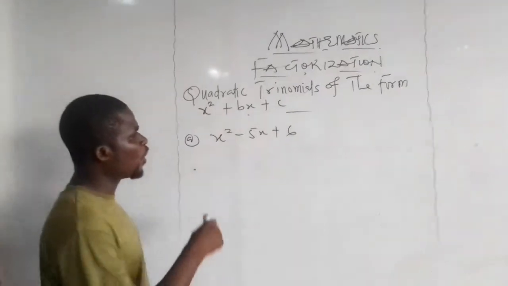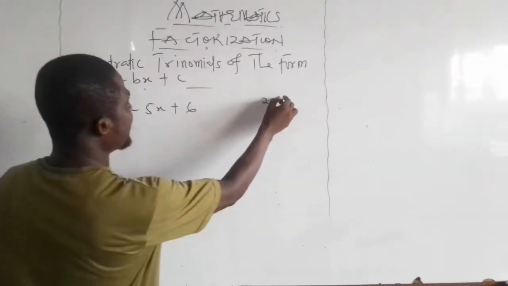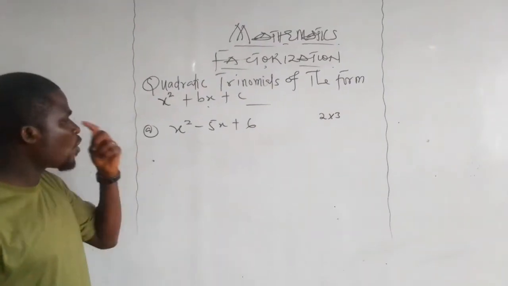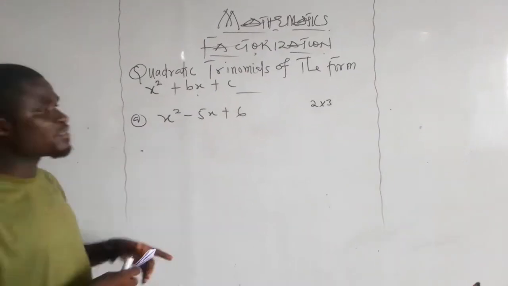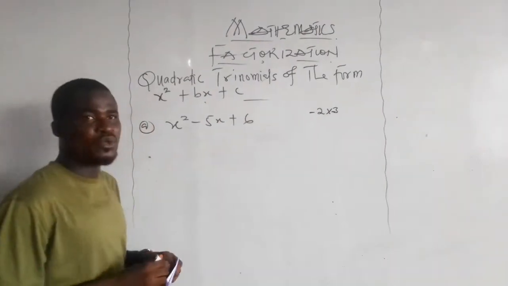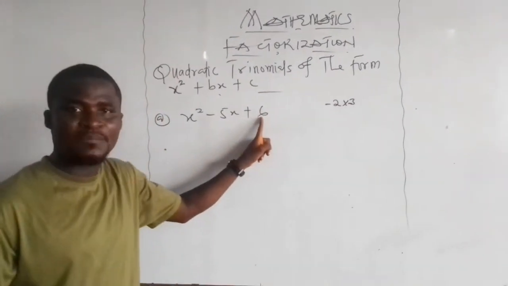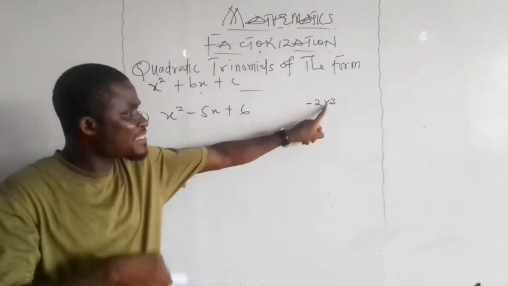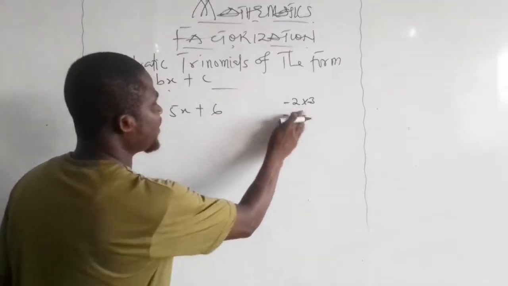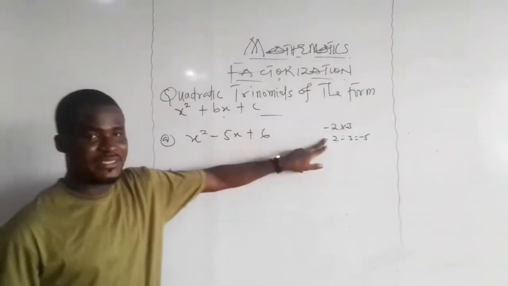So how do we find the numbers? We have 2 times 3, which will give us 6. So what am I going to do to get negative 5? It means you have to negate the two numbers: negative 2, negative 3. Because negative 2 times negative 3 will give us positive 6, and negative 2 plus negative 3 will give us negative 5. So these are the two numbers.